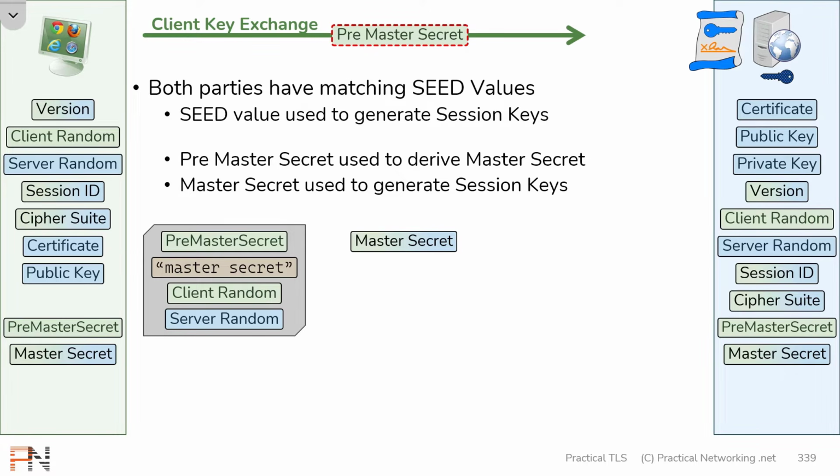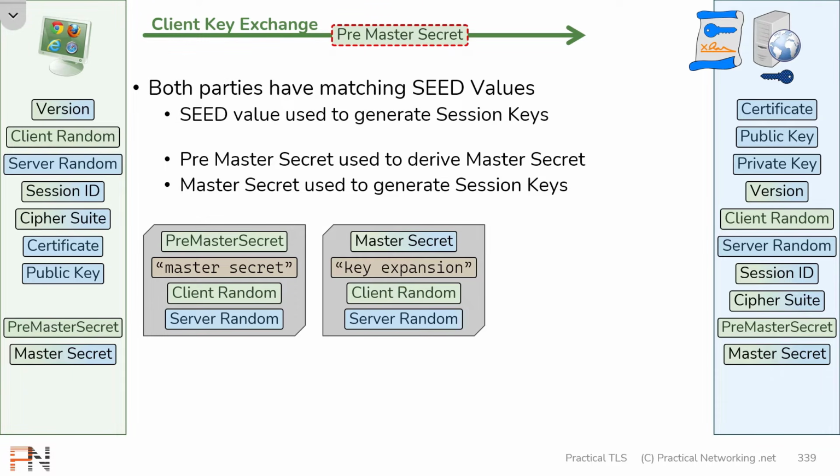done by combining the master secret with a few other values. Those values are going to be the literal string "key expansion," and then once again the client random and server random that were established in the client hello and the server hello. Combining these 4 values will lead to the generation of the session keys, and at minimum 4 session keys will be created.